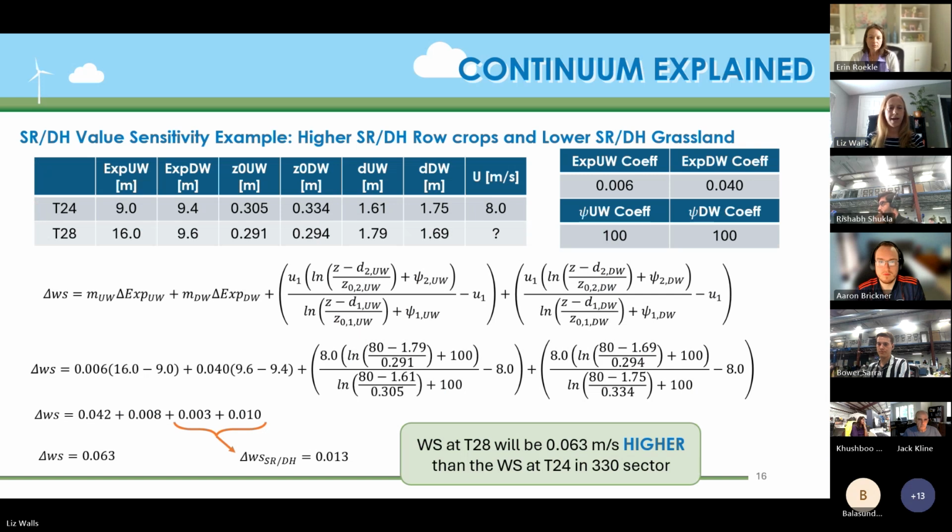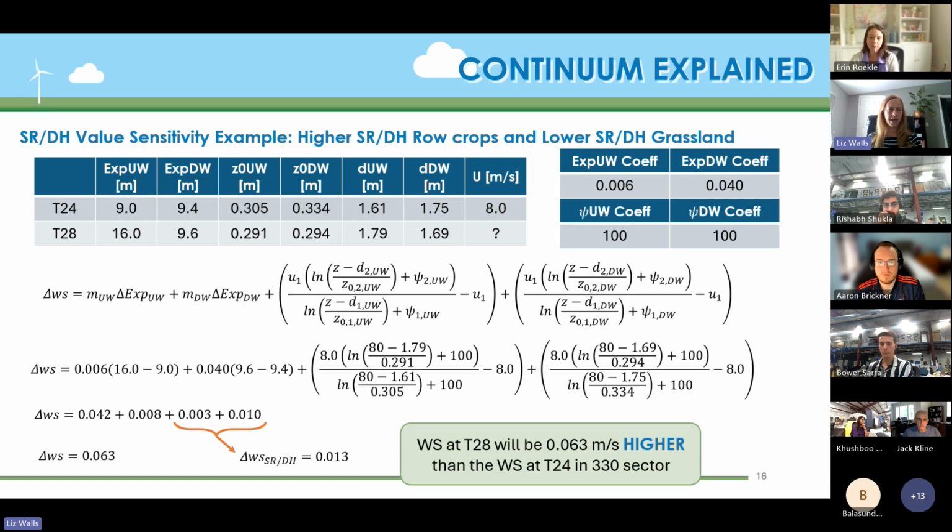So here we have a similar table to what Aaron presented with the average upwind and downwind roughness and the average upwind and downwind displacement height. And again, remember, we just doubled the row crops and we halved the grasslands. And as you can see, the roughness and displacement height at both sites have gone up. And the reason for that is because there are row crops surrounding both sites as well as grasslands. So it impacted the overall roughness and displacement height at both T24 and T28. But let's plug the numbers in and see how that changes things.